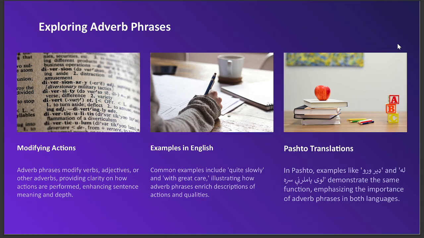From the Pashto translation, for the words quite slowly, we can say der soka, ya der vro. For the word quite, we have der, and slowly we have the word vro or soka. Now, for the words with great care, the translation in the Pashto language is lui pamlarni sara, ya padera pamlarana sara. Pamlarana is the word used for care. Now, for great, we have the word in Pashto, lui.